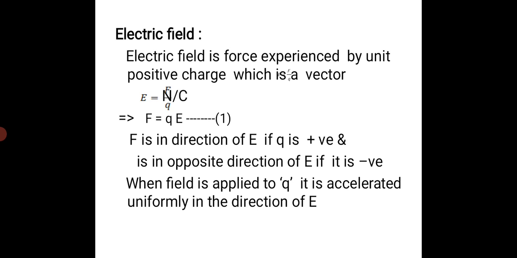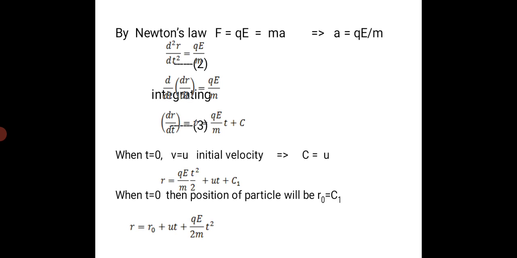When field is applied to charge Q, it is accelerated uniformly in the direction of electric field. By Newton's law, F is equal to QE, which is equal to ma, that is mass into acceleration. Hence, the equation for a is equal to QE by m. And acceleration a is also given as the rate of change of velocity. So, d square r by dt square is equal to QE by m. Let it be equation 2.